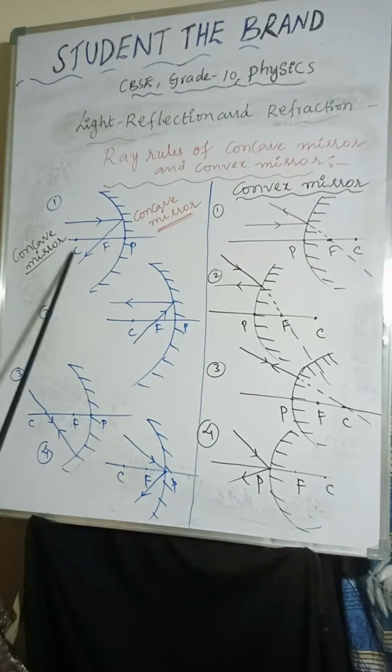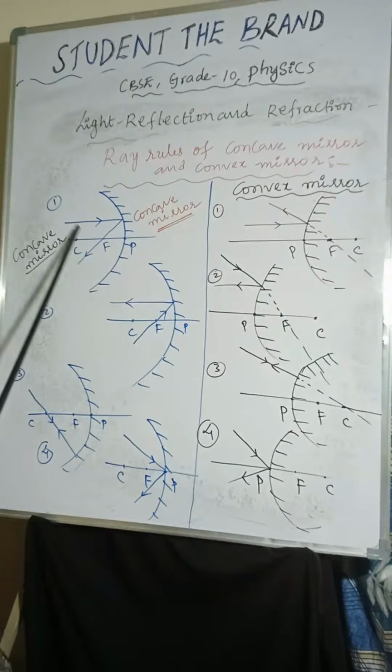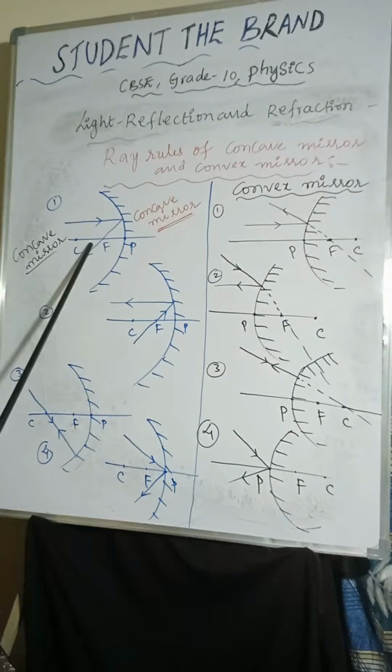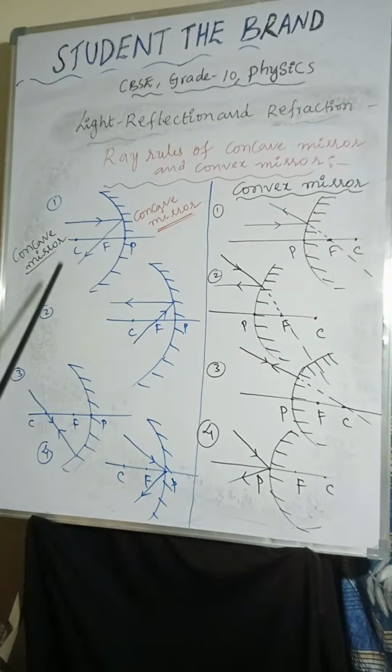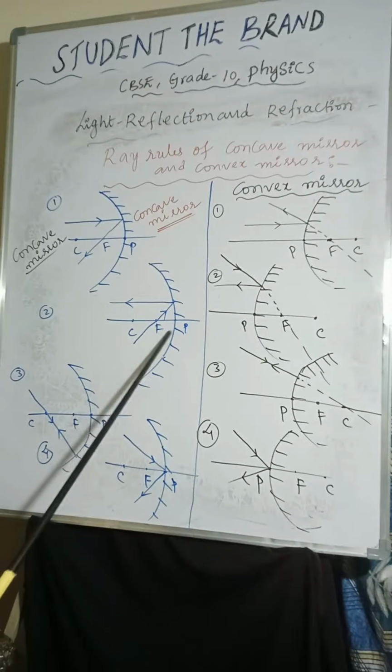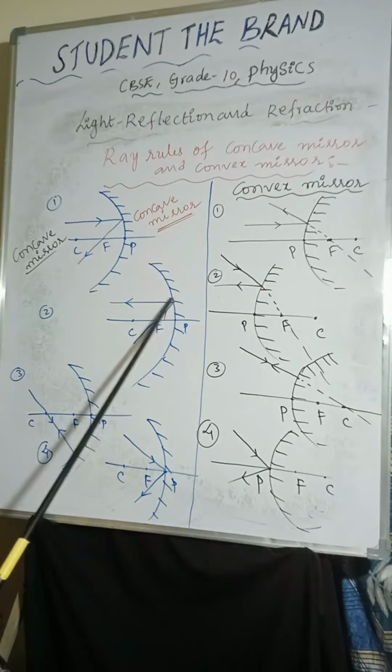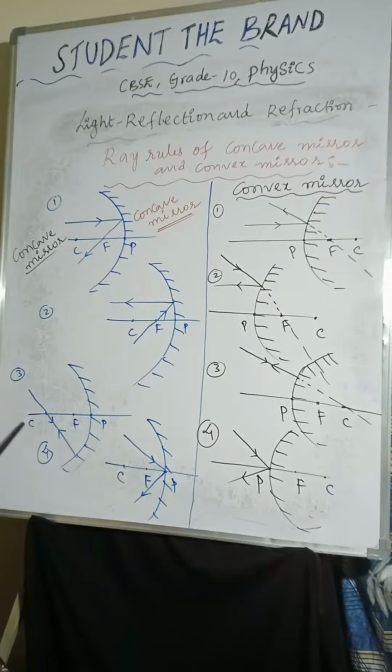Here you can observe light rays coming from infinity, after reflection, pass through focus, and here light rays passing through focus, after reflection, move towards infinity. Here light rays passing through center of curvature, after reflection, retrace their original path, so they move in the same direction. Here you can observe light rays incident at the pole, after reflection, reflecting back into the same medium.